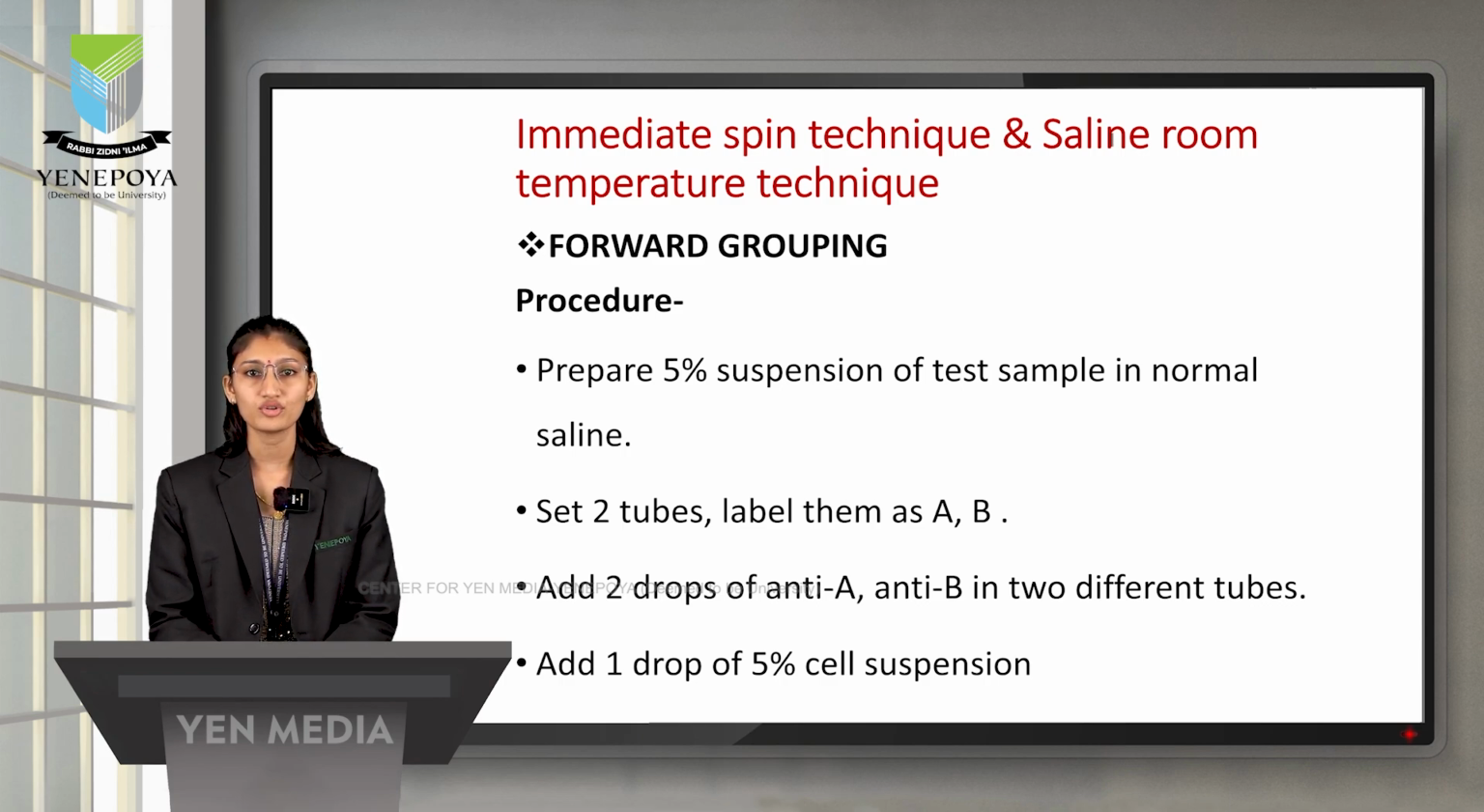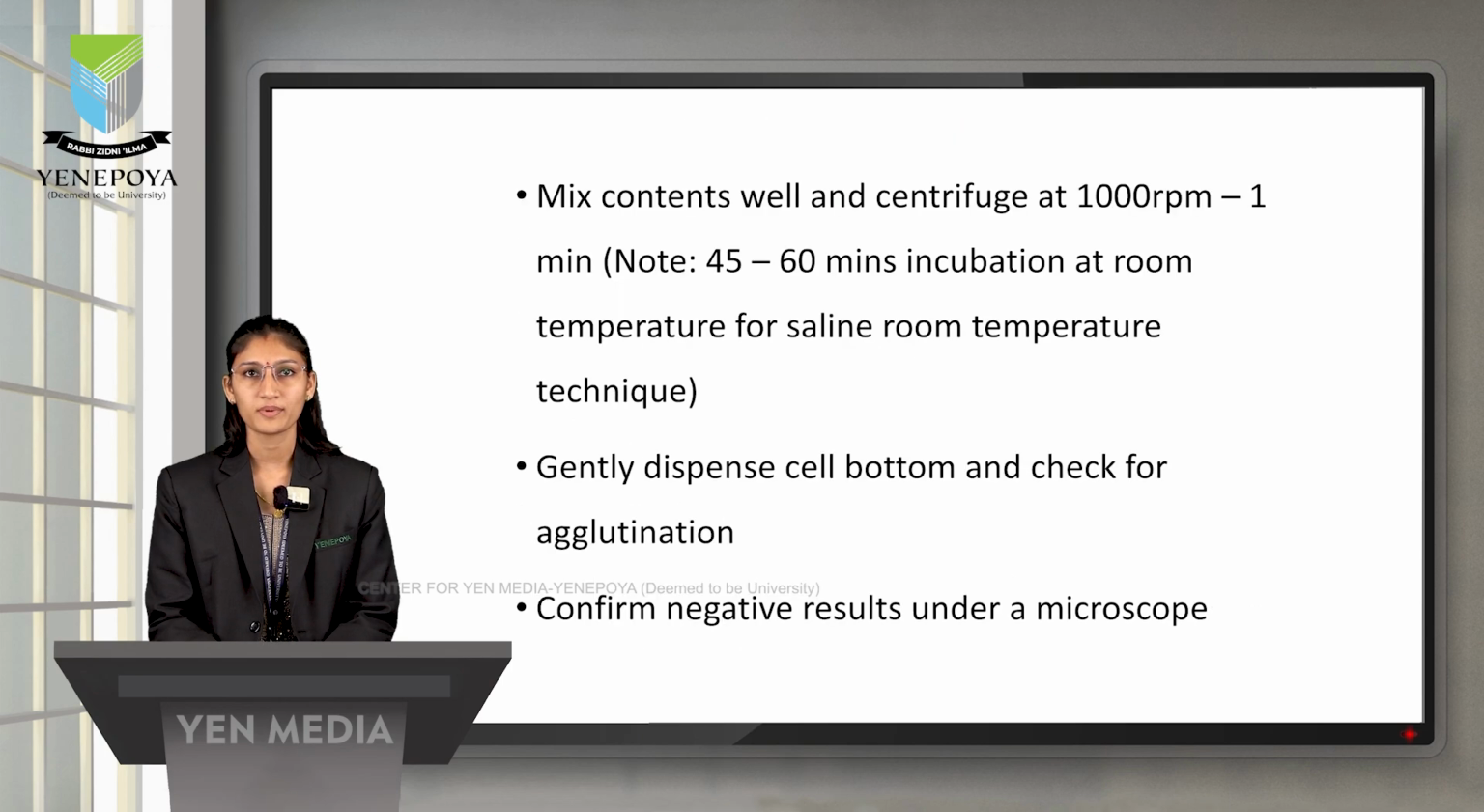For that we have to prepare a 5% red cell suspension and label the tubes as A and B. To two different tubes we add anti-sera, anti-A and anti-B, and after that we add the 5% cell suspension. We mix it properly and centrifuge it. We centrifuge immediately for the immediate spin technique, and keep it for a longer period of incubation for the saline room temperature technique.